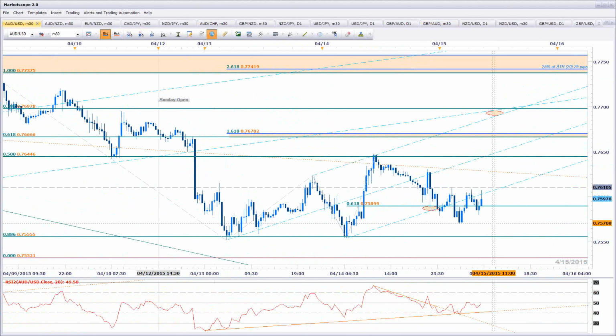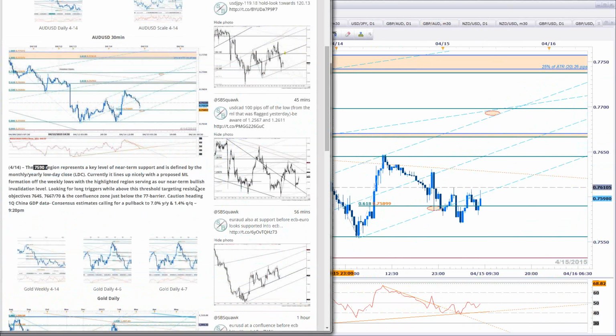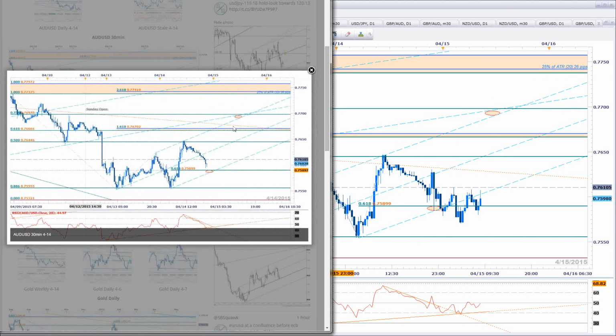Okay, so here's what the setup looked like from last night. All right? Sorry about the delay here, guys. Okay, so here was the intraday chart. This was a proposed pitchfork.